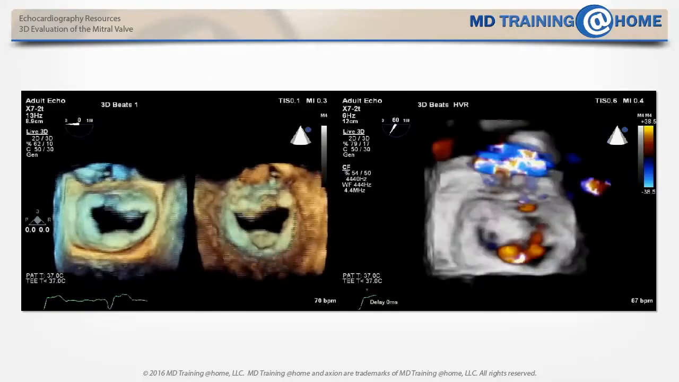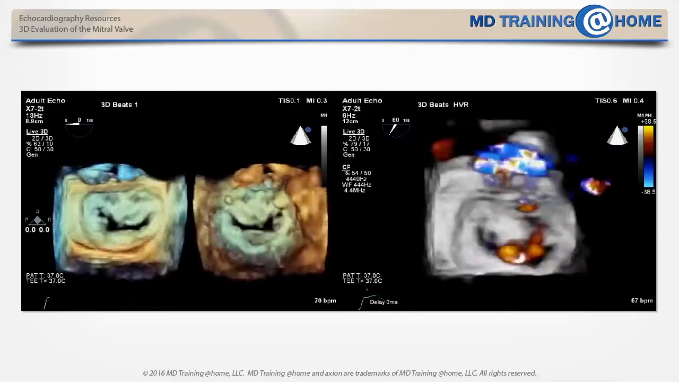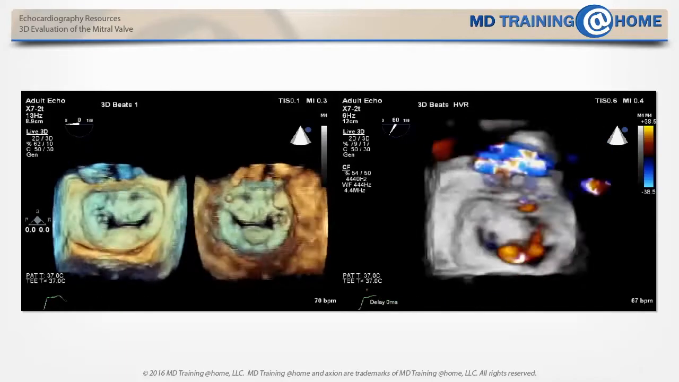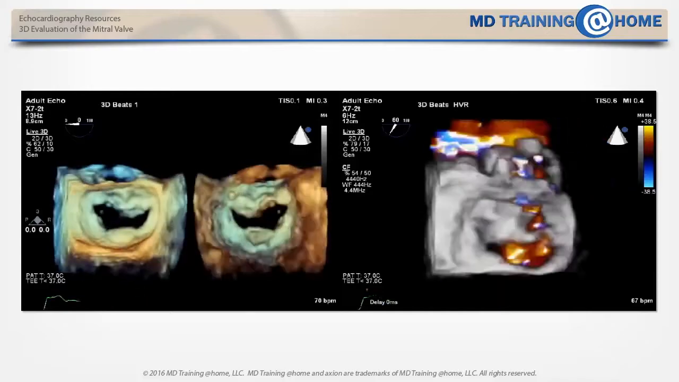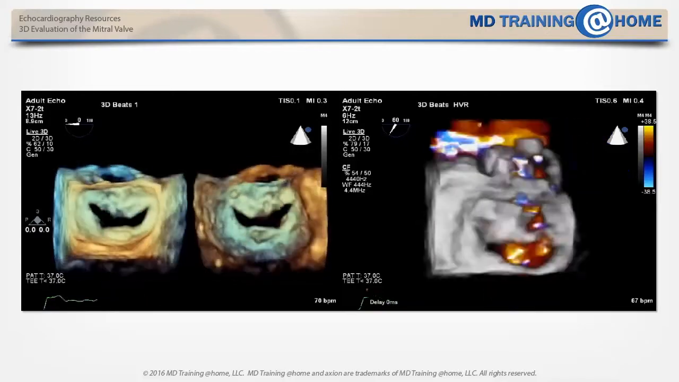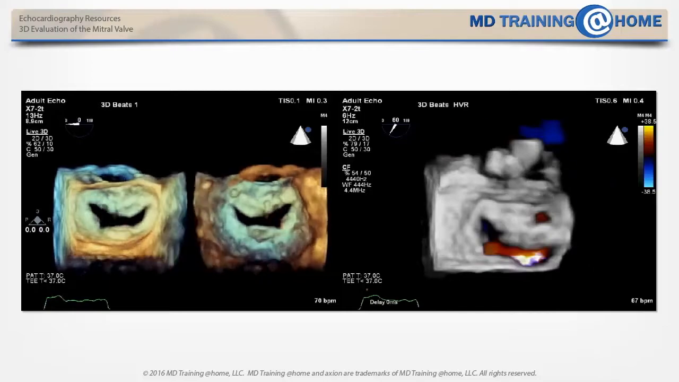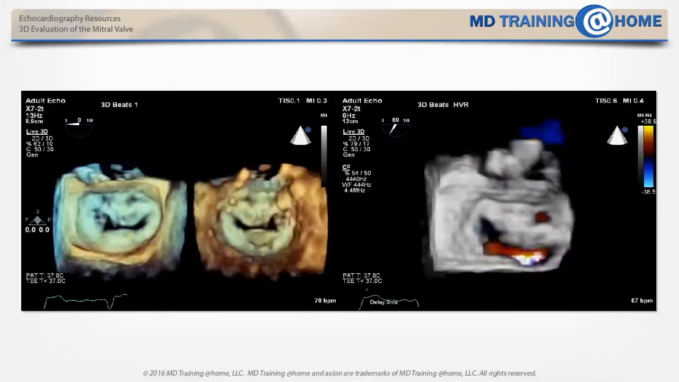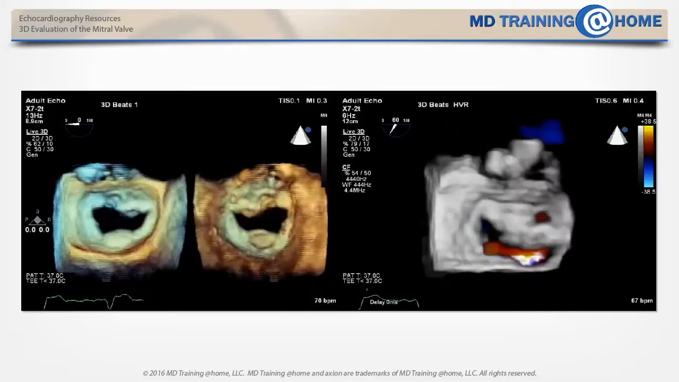Functional mitral regurgitation occurs from left ventricle remodeling from a cardiomyopathy, which results in progressive mitral annular dilation and papillary muscle displacement. This prevents closure of the mitral valve, leading to central regurgitation. Notice that the valve appears normal.